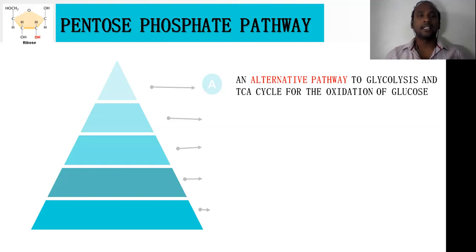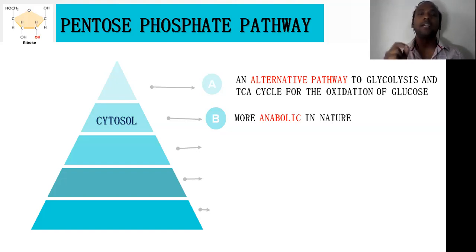As I discussed in my previous slide, this is an alternative pathway of glucose oxidation where ATP is not synthesized. Instead of ATP, other products are synthesized. So this pathway is anabolic in nature. Anabolic in nature means that this pathway is involved in biosynthetic pathways or biosynthetic mechanisms.